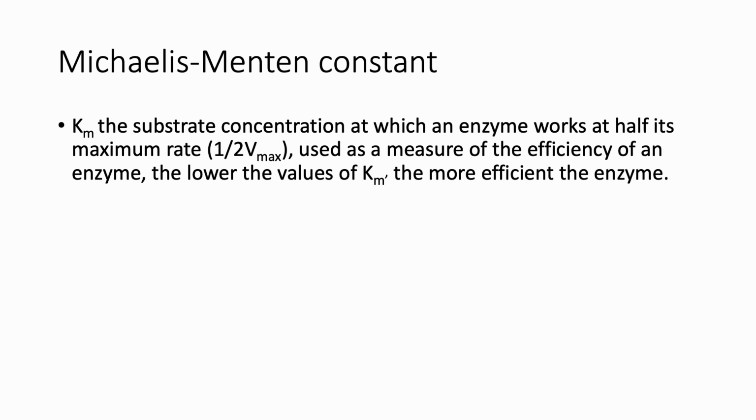Let's take a look at the Michaelis-Menten constant. The Michaelis-Menten constant, abbreviated capital K subscript M, is the substrate concentration at which an enzyme works at half its maximum rate. So we have half Vmax. Remember, V was the maximum, so we're looking at half the maximum rate that is used to measure the efficiency of an enzyme. The lower the value of the Michaelis-Menten constant, the more efficient the enzyme.